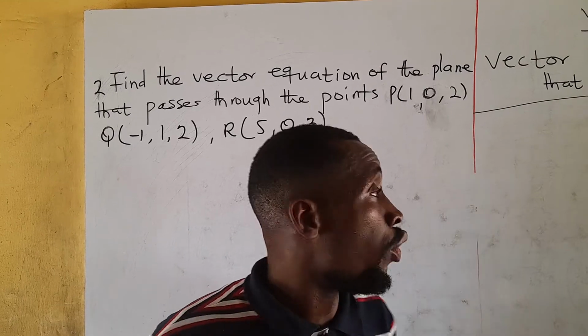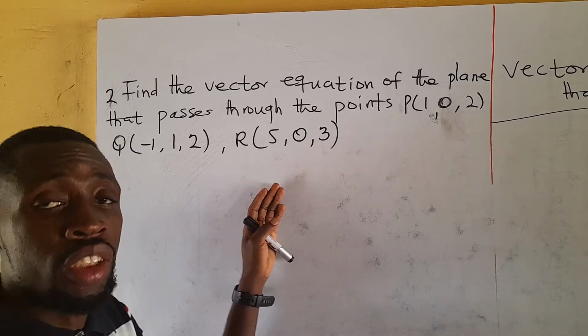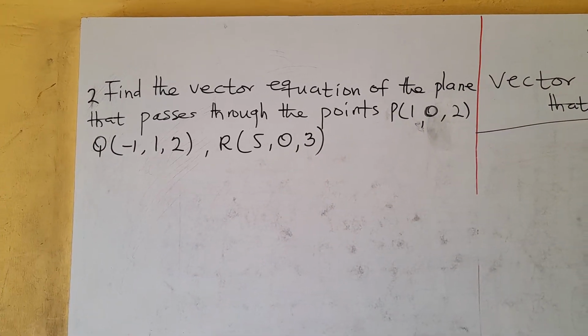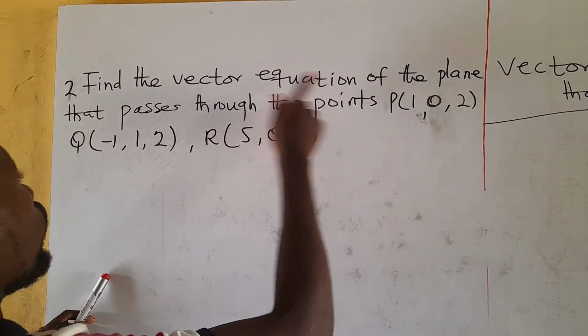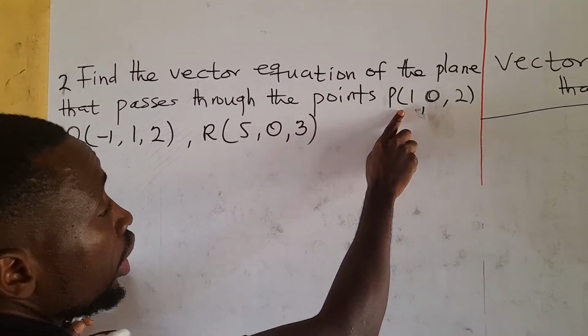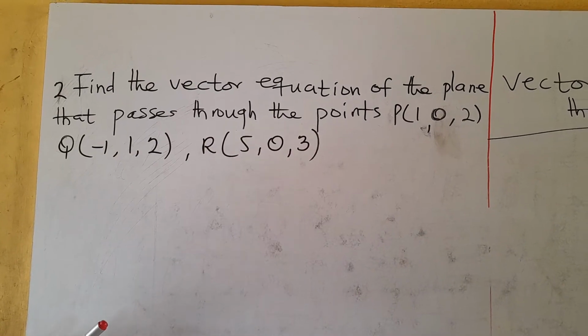Now pause the video and try solving this and see if you can get the answer. They say find the vector equation of the plane that passes through the points P, Q, and R, and the points are given.